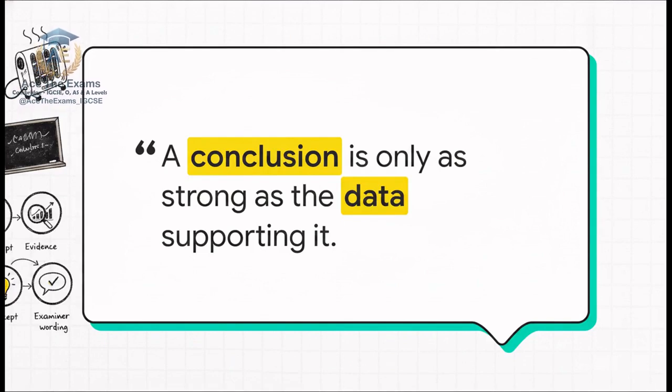Let this quote really sink in for a moment. A conclusion is only as strong as the data supporting it. If you write a beautiful, eloquent paragraph about how an electric heater works, but your calculated data points contradict your written explanation, the examiner simply cannot give you the marks. Your final answer must logically align with the evidence you just derived. And that brings our 4-step framework full circle, right? Concept, evidence, reasoning, and precise examiner wording.